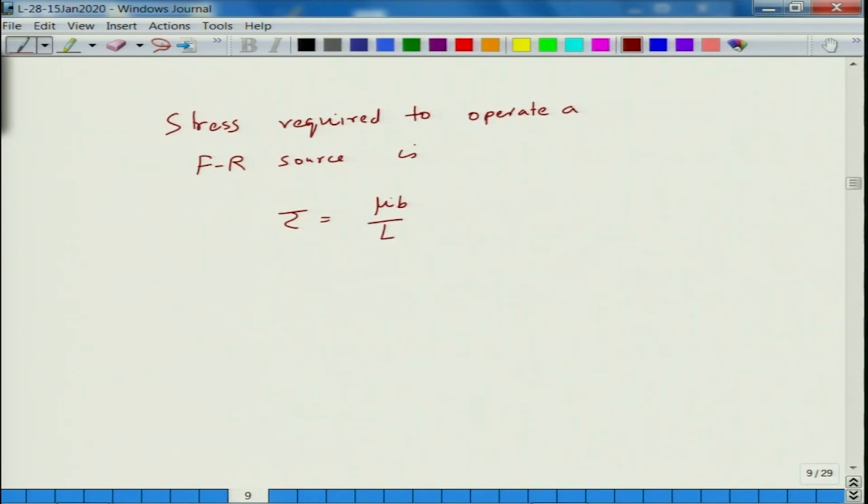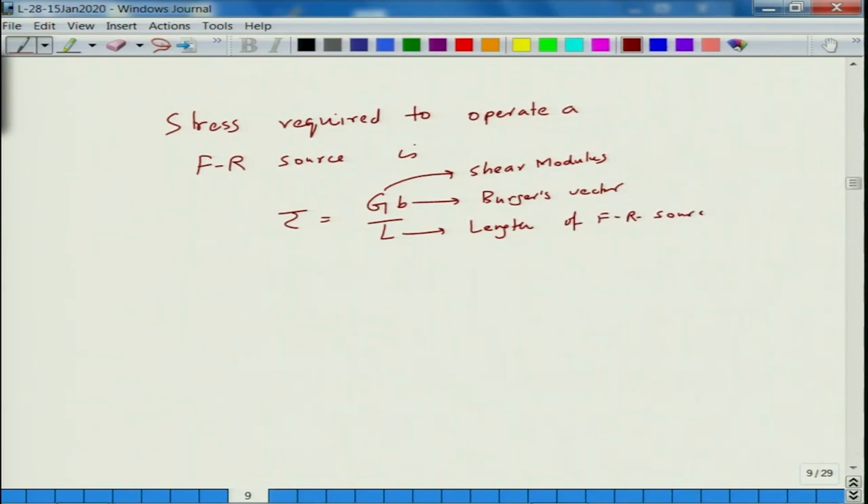So, we can write this as not mu, but let us say G b by L, where G is the shear modulus, b is the Burgers vector, and L is the length of the Frank-Read source. So, the larger the length is, the lesser the stress that is required to operate a source, and b is the Burgers vector.